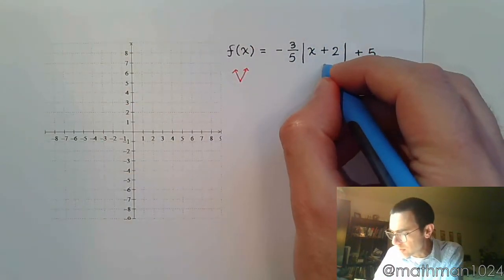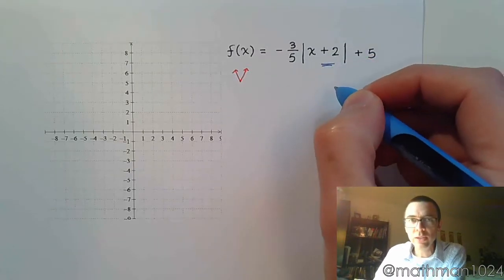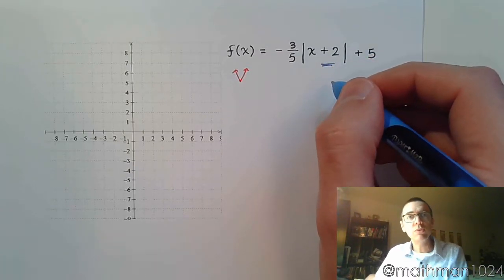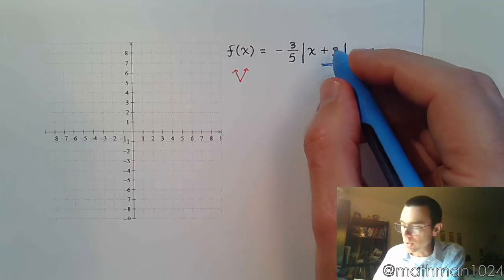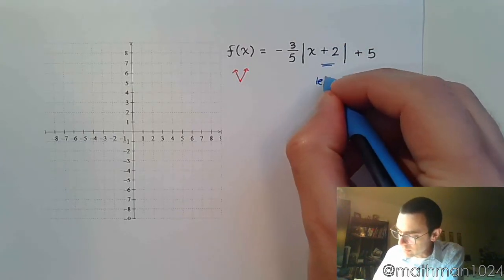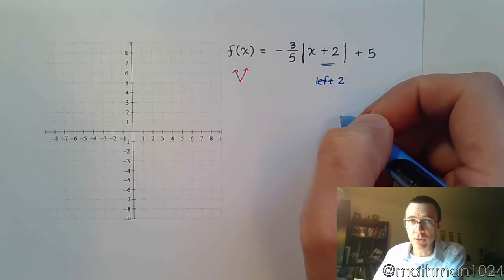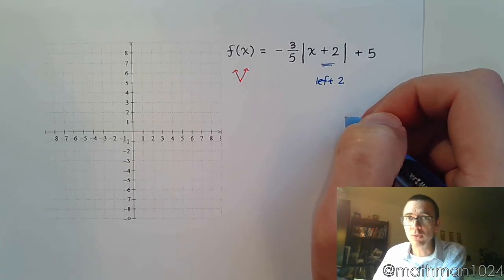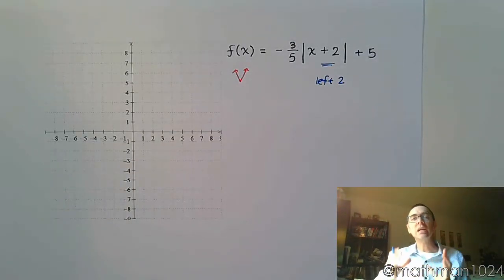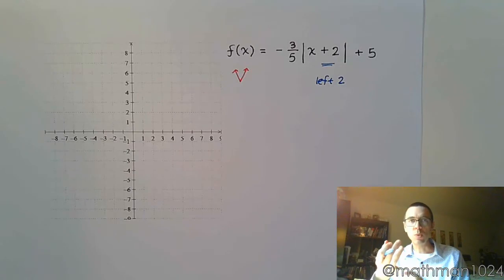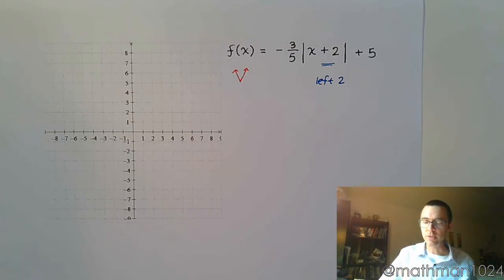Inside, we see a +2. But we remember that what's on the inside, we end up doing the opposite of that, and we move horizontally. So I see a +2, which means I actually go to the left 2 units. It has nothing to do with the absolute value part of the function. It's because it's inside the main part of the function. So whether it's inside your square root, if it's inside your absolute value, your square, whatever it is, it's a horizontal shift opposite of what you see.